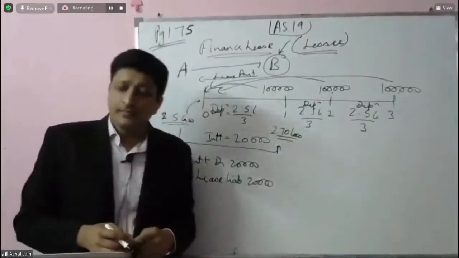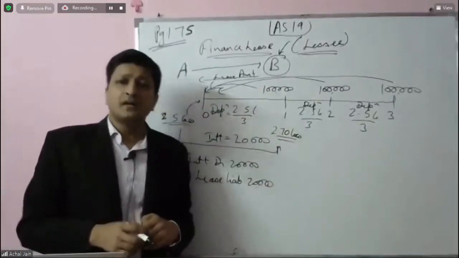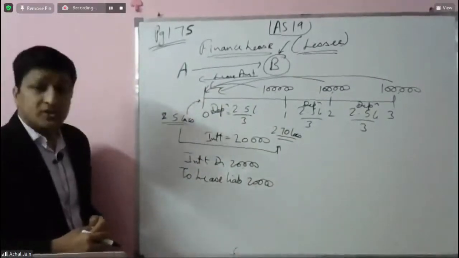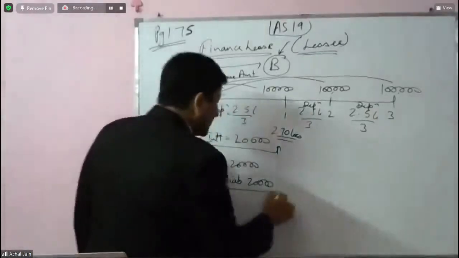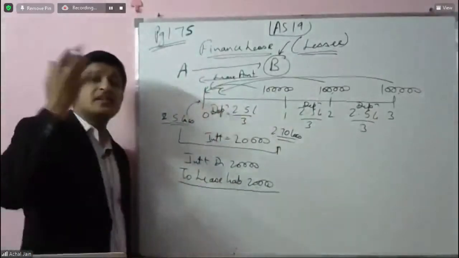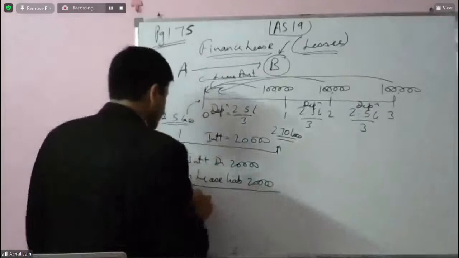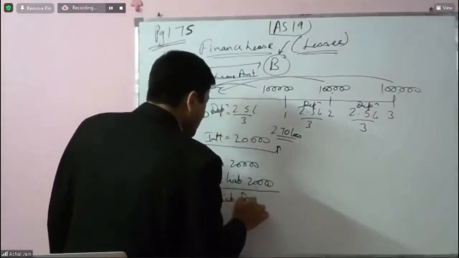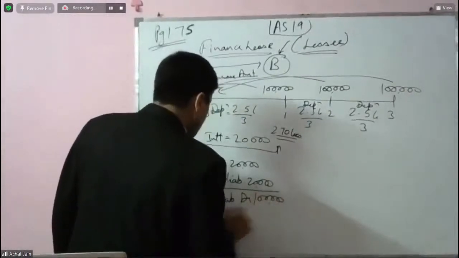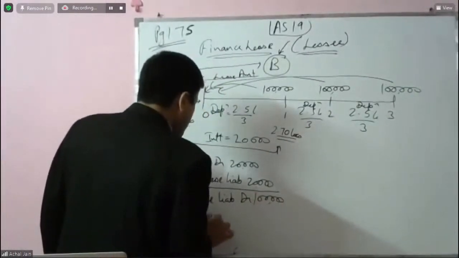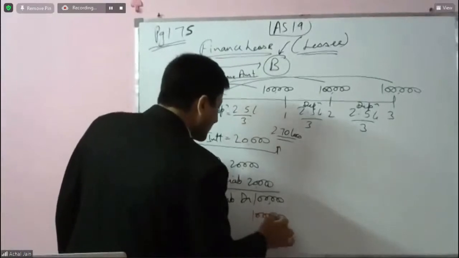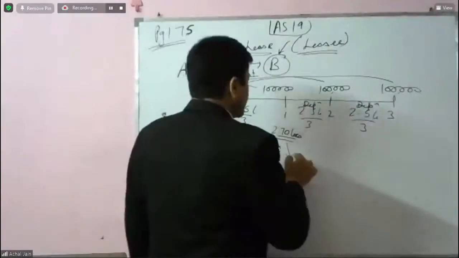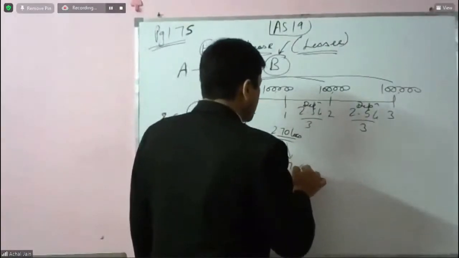And what will be the consequence? The consequence will be that now from this increased amount of liability, I can pay first installment. Lease liability debited 1 lakh to bank. Because at every year end, 1 lakh has to be paid. Because of this, this will get reduced to 1.70 lakhs.